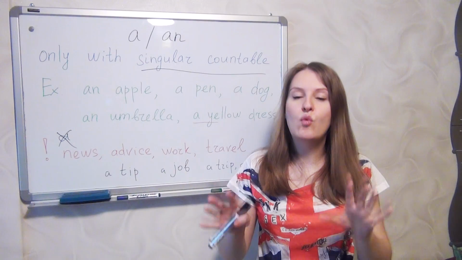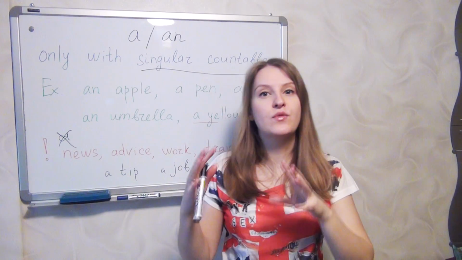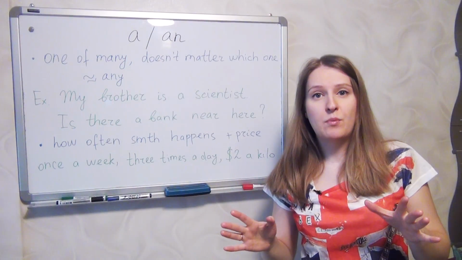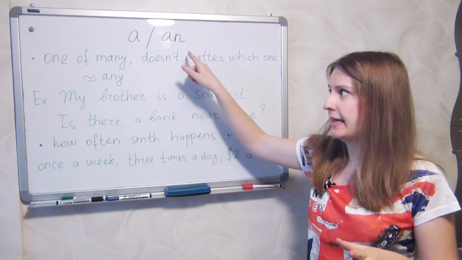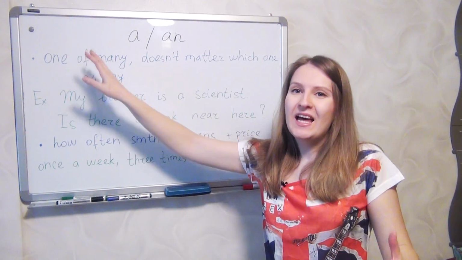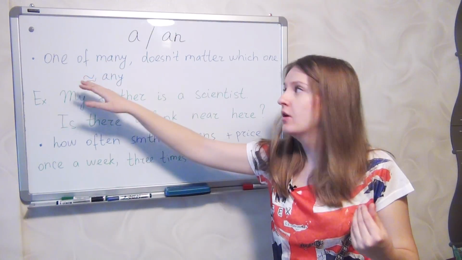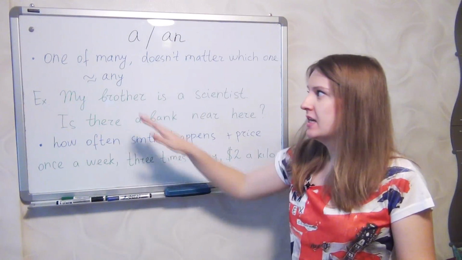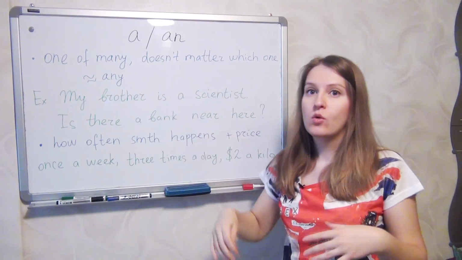Determiners are a class of words which help us understand what kind of thing we are talking about. They include articles, indefinite and definite, possessive pronouns or possessive adjectives, demonstrative pronouns, quantifiers like any, some, much, many, few, a few, little, each, every, 10, 5, 6, and so on. As I have already pointed out, the indefinite article "a" and "an" is used when we talk about one person, one thing, one object of many. So it is one of many, and it doesn't matter which one exactly. So the meaning is close to any or just one.